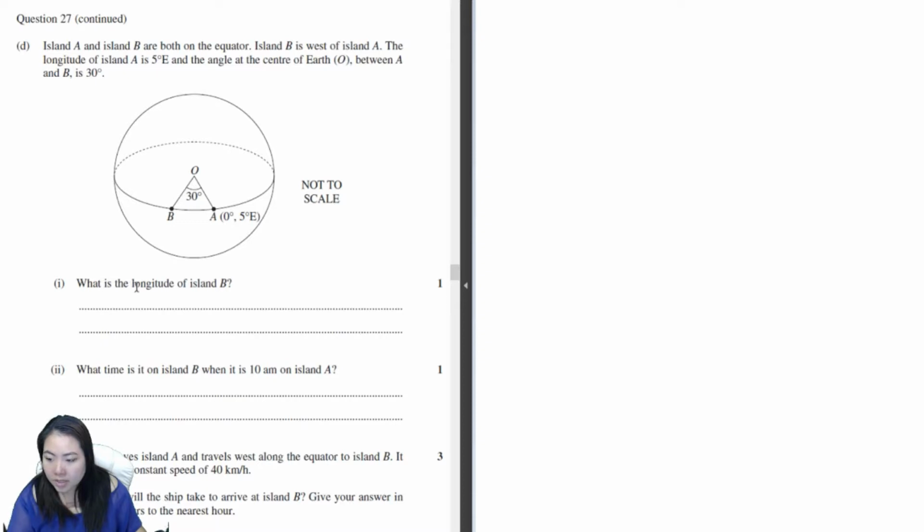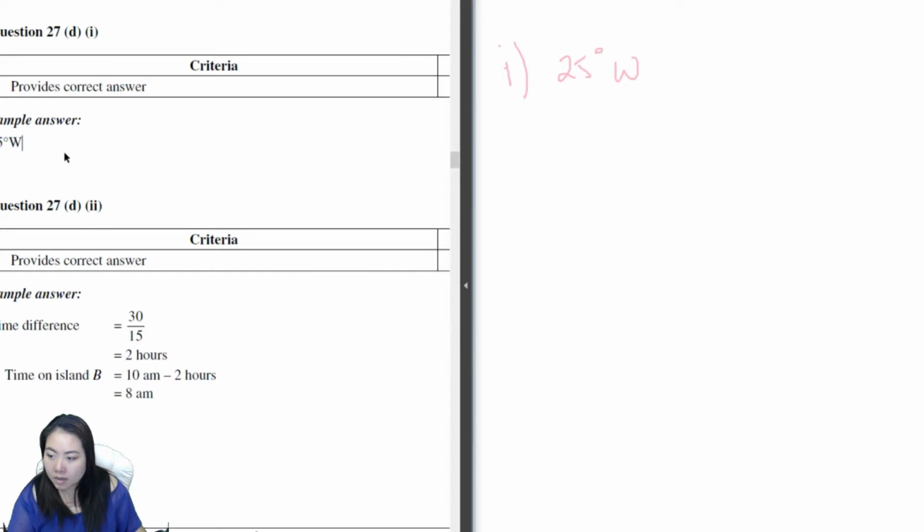I'm gonna go ahead and say that for one, the longitude of Island B is 25 degrees west. Let's check the answers. Perfect.